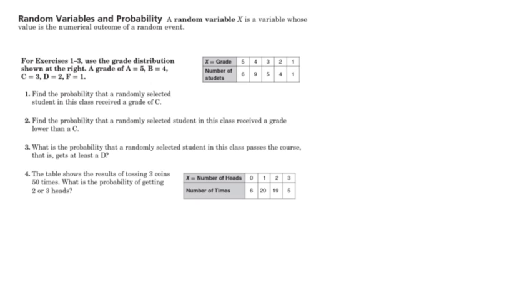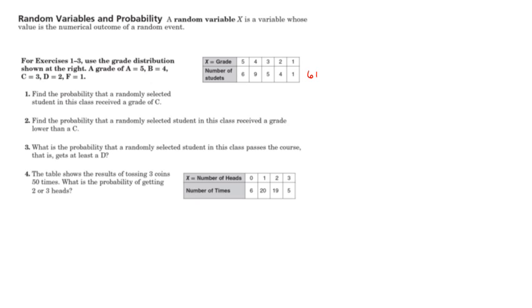Okay, so the event of getting an A would be a 5. The event of getting a B would be 4. Underneath that is the number of occurrences of that event. All right, so we're going to use that table to find the probabilities of the things they ask us for. So for instance, find the probability that a randomly selected student in this class received a grade of C. So first we need to figure out the total number of students. I'm going to add that up.